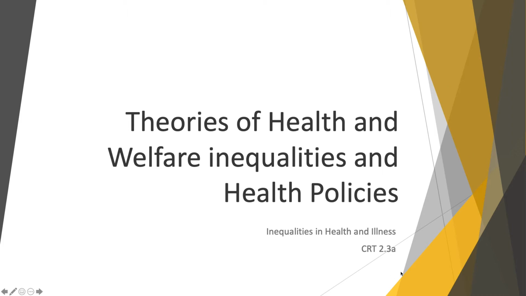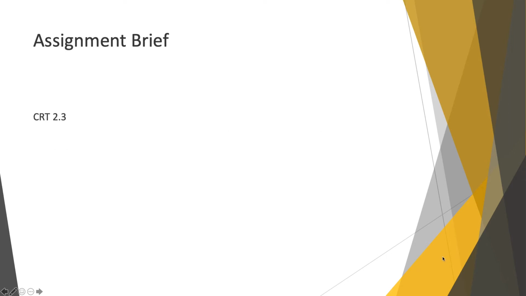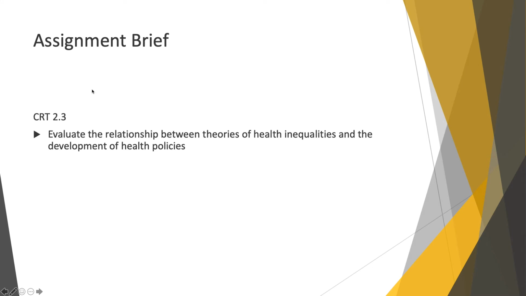Now you notice that I've put criteria 2.3a and I'll explain that. So your assignment brief says evaluate the relationship between theories of health inequality and the development of health policies. Okay, if you read this sentence you find out that it's asking you to do two different things. So it's asking you to evaluate the relationship between theories of health inequality and health policies. Now, if you've never heard of theories of health inequality, you probably won't be able to answer this question. So we're going to start by answering the question, what are theories of health inequalities?